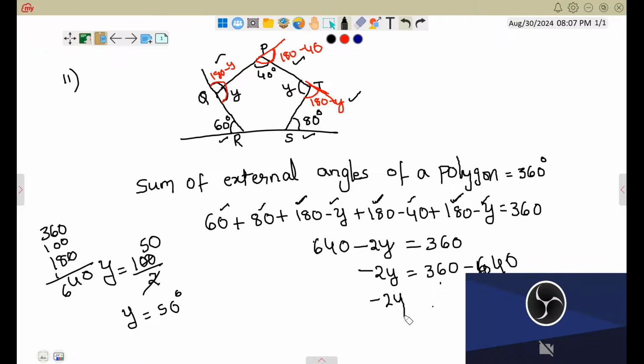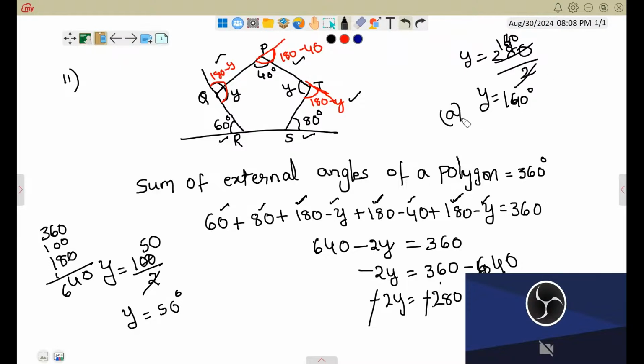So minus 2y is equal to 360 minus 640, which gives minus 280. Cancel the minus on both sides. Y is equal to 280 by 2, which means 140 degrees. Sorry, 140 degrees. Which option is correct? Option A is correct. Dividing 280 by 2, we get 140. Y is equal to 140.